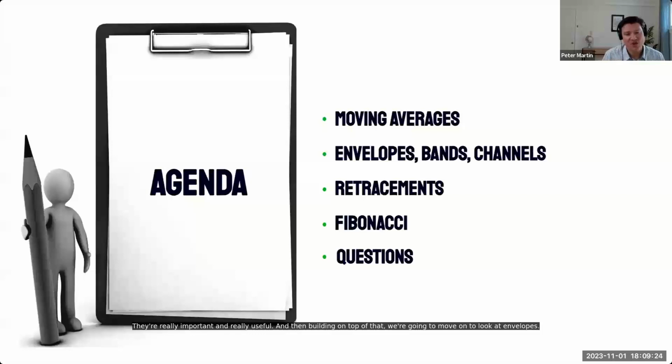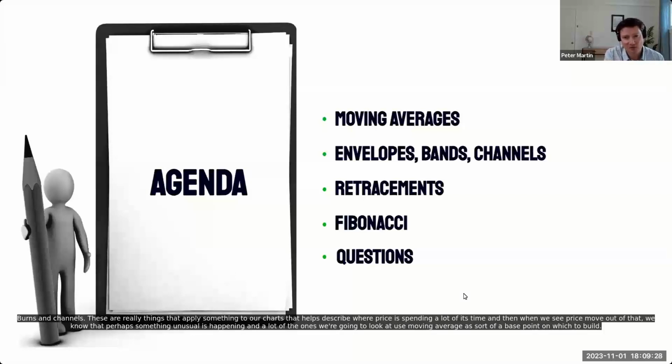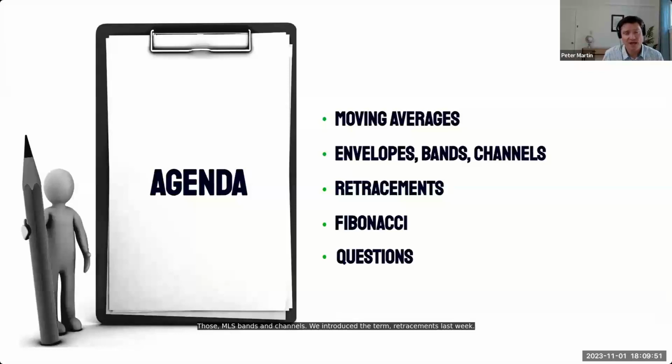And then building on top of that, we're going to move on to look at envelopes, bands, and channels. These are really things that apply something to our charts that helps describe where price is spending a lot of its time. And then when we see price move out of that, we know that perhaps something unusual is happening. And a lot of the ones we're going to look at use moving averages as a base point on which to build those envelopes, bands, and channels.